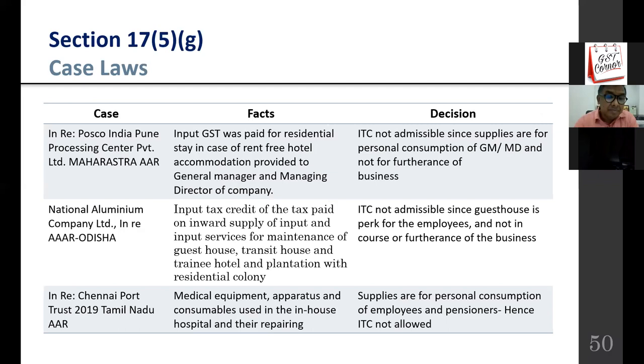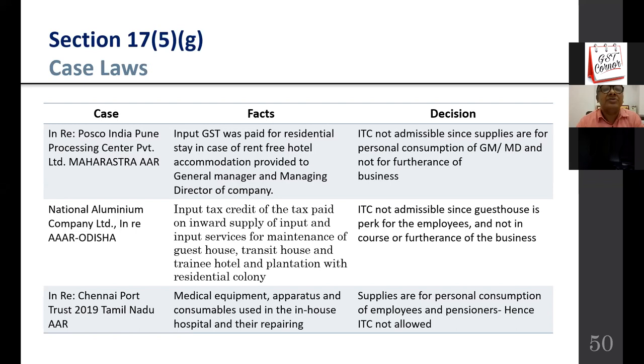In the case of POSCO India, Pune Processing Center, the Maharashtra AAR has held that the guest house, or the residential accommodation, or the hotel that has been provided to the general manager and the managing director for accommodation, will not be allowed. Why? Because this is for the personal consumption of the GM and them. They could have stayed in their own homes. Why should the company provide for their stay and food and beverages etc.? So that's why this was not treated as admissible, and it was treated as personal consumption.